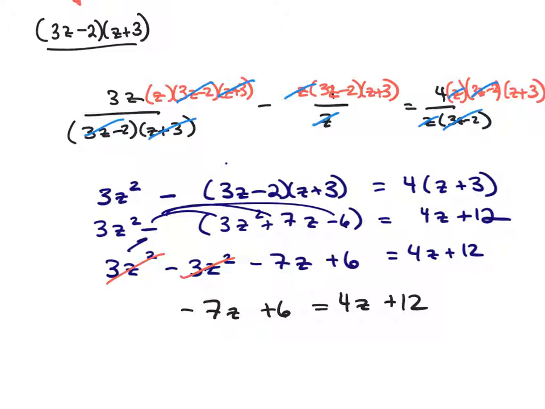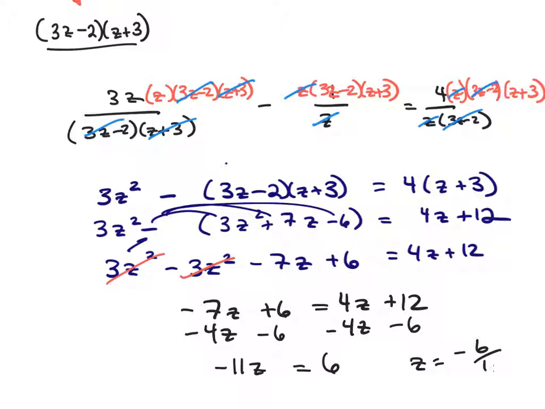And again, it's linear, no squares left, so I'll just get all the z's on one side. So I'll subtract 4z. So we get negative 11z. I'll also subtract 6 to get that to the other side just to save time. Equals 6. So I get negative 11z equals 6. So z equals negative 6 over 11.